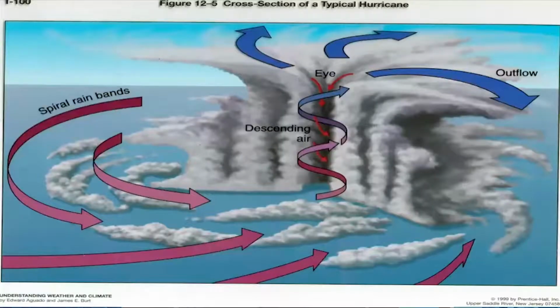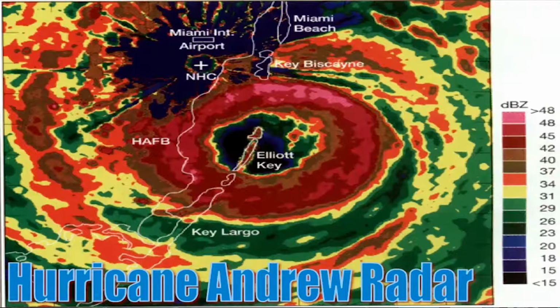If you slice a hurricane in half, again, it looks solid from the top, but it's really made of rows and rows of rain bands. The closer you get to the center of a hurricane, the more intense the rain and wind becomes. This is a radar picture of Hurricane Andrew as it came on shore in southern Florida. The little cross in the picture with the NHC underneath stands for the National Hurricane Center. This hurricane was so strong it actually blew the anemometer off the roof of the National Hurricane Center.